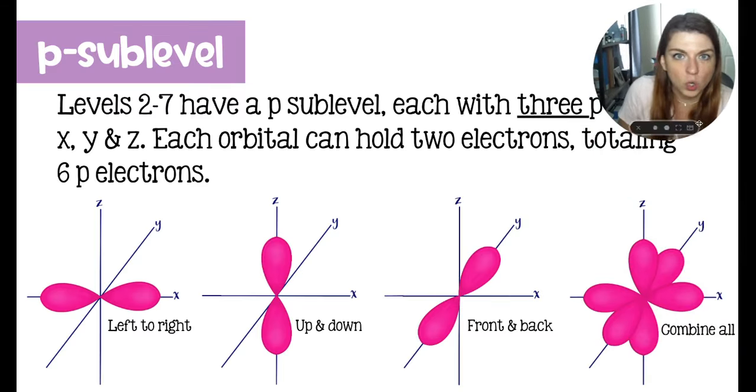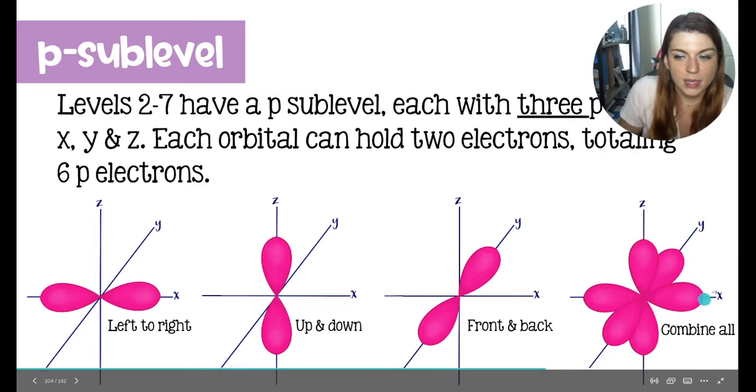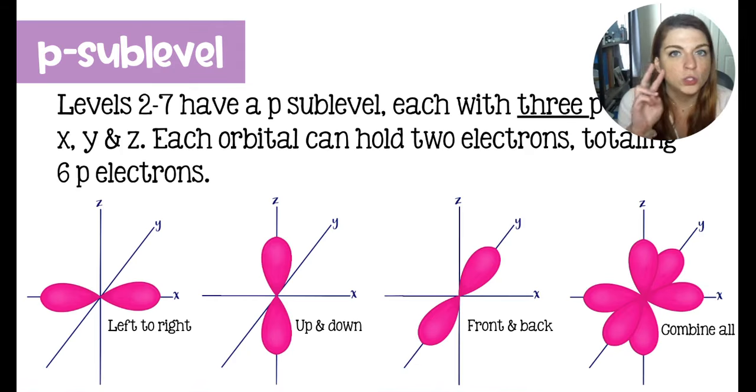I'm sorry, there's 3 p orbitals in total. Like I said, left to right, up and down, front and back, and then we have a combination of all of them together. Each orbital can hold 2 electrons, totaling 6. And again, if you look at the periodic table, this section over here is called the p block, and these elements have their valence electron in a p sublevel.